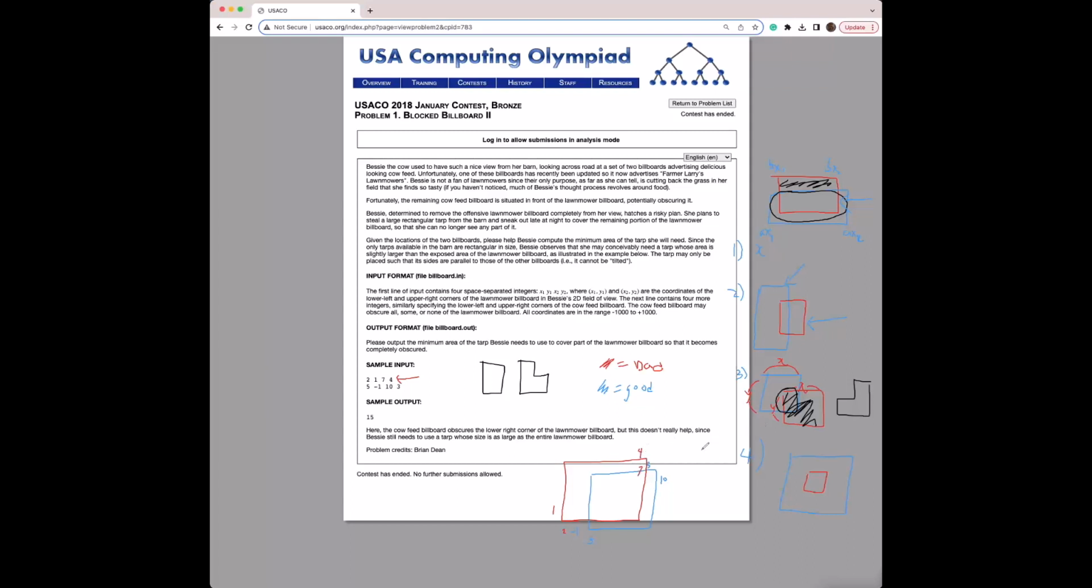Yeah, so this would be part of the third case, because even though all this area is covered by the good billboard, we can't have a tarp shaped like this. So we're going to need to cover the entire bad billboard with tarp. And so that's basically the solution to the problem. So we'll just get going.